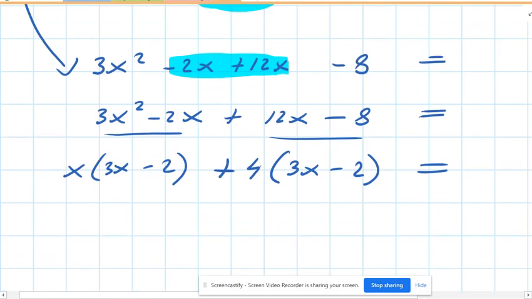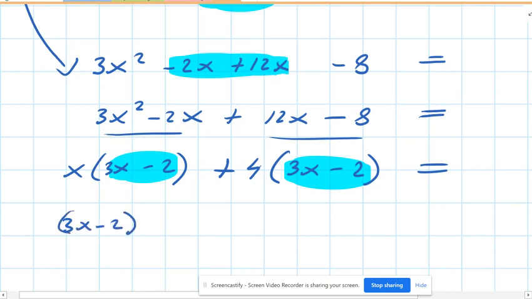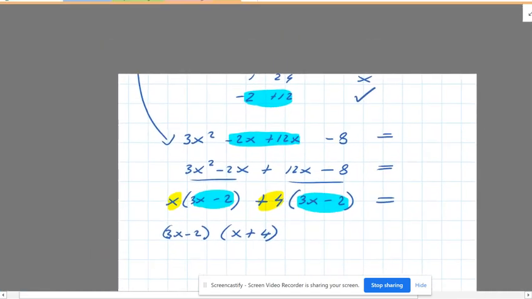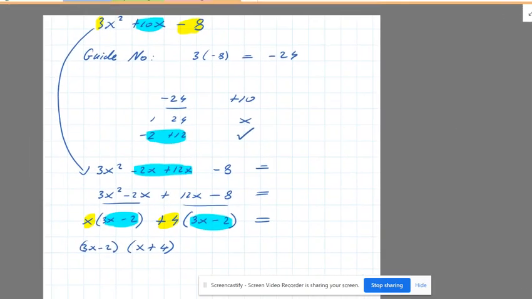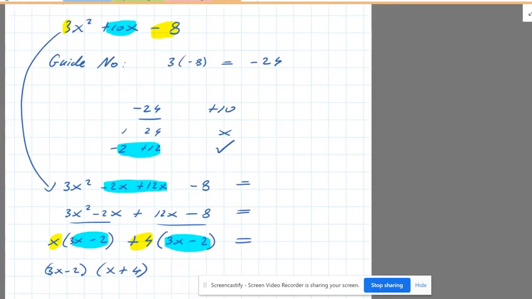And finally, this blue blob here, 3x minus 2, take out that blue blob, and it goes outside the bracket, and you have 3x minus 2. And what's left over is shoved into the bracket. Everything else is left over. There's an x plus 4 left over. And they are your factors, 3x minus 2 by x plus 4. And that's how you use the guide number method.